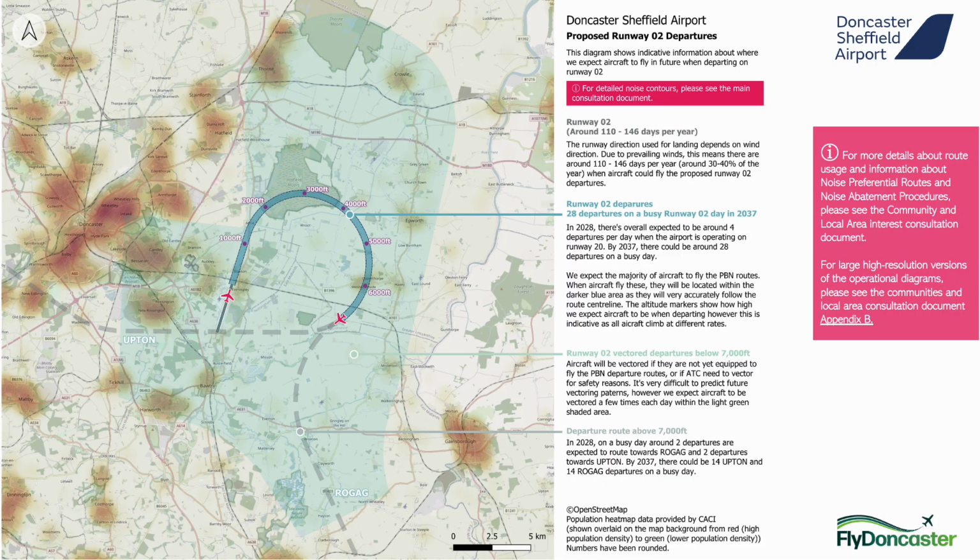This image shows the departure flight paths being proposed when aircraft are taking off towards the north, which is about 30 to 40% of the time.